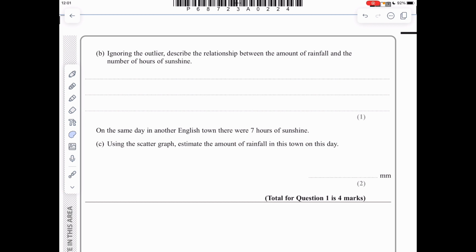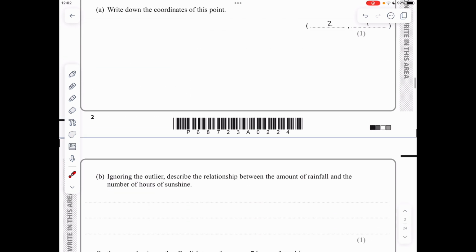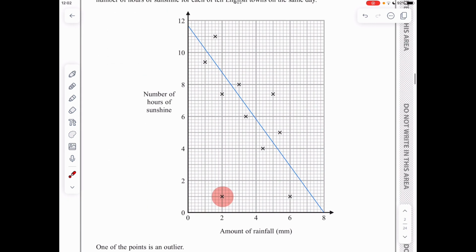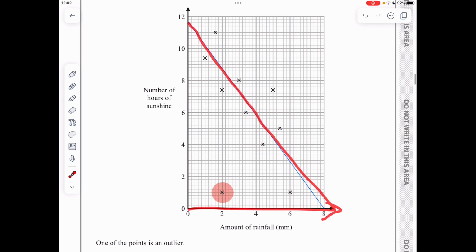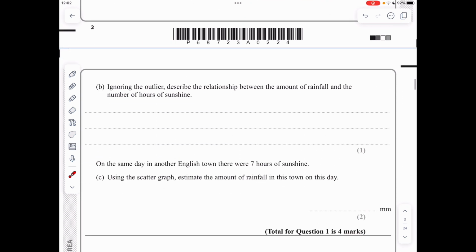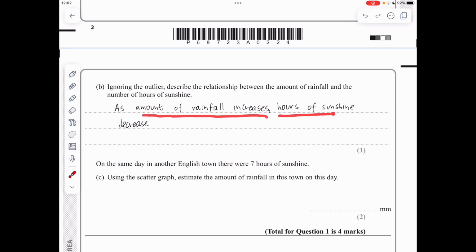In part B, we are told to ignore the outlier and describe the relationship between rainfall and number of hours of sunshine. Well, we can see that the straight line that we fitted goes downhill, so the greater the rainfall, the less the number of hours of sunshine. It's a negative relationship, a negative correlation. So as the amount of rainfall increases, the hours of sunshine decrease. We need to give an answer in context here. We need to refer to the rainfall and the number of hours of sunshine.